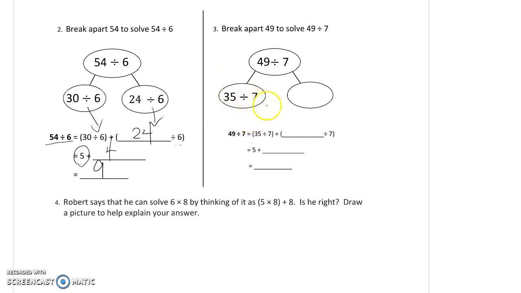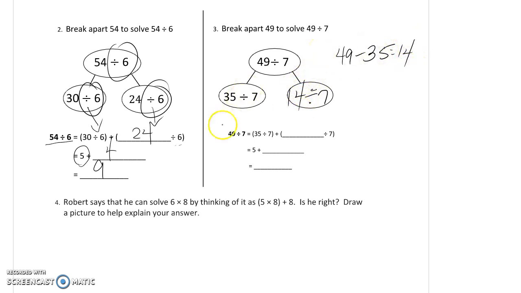All right, let's try letter number 3. Break apart 49 to solve 49 divided by 7. So they pulled out 35 of the 49, so we have to figure out what's left and divide it by 7. You'll notice over here, these are all divided by 6. That has to stay the same. So that stays the same here. So we have to think, well, what is 49 minus 35? That's going to give us this remaining piece. And that is 14.